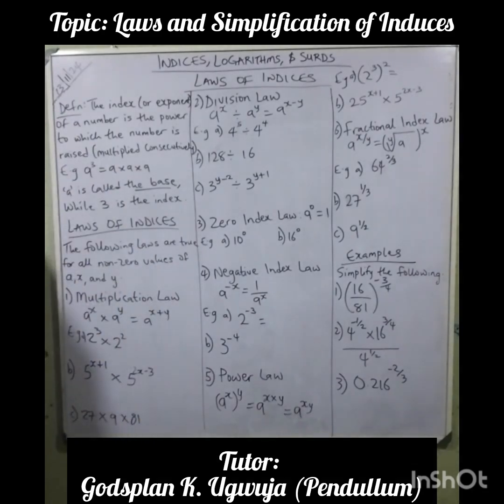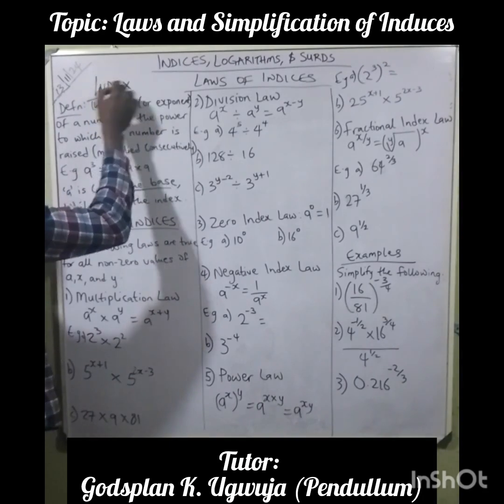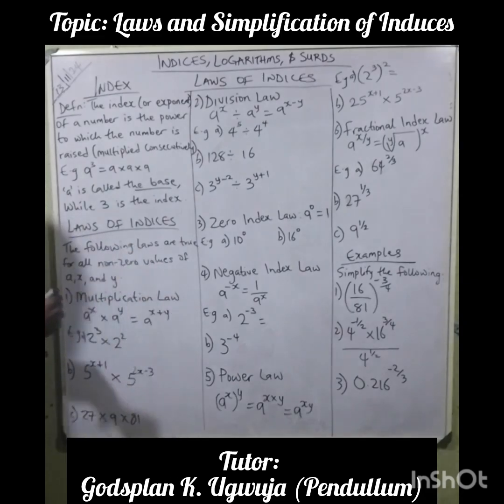Now we'll start with the definition. Remember, we're looking at indices. So let's look at what is an index. Index is the singular form and indices is the plural. So an index, which we can also call an exponent of a number, is the power to which that number is raised. For instance, here we have a raised to power 3. So this 3 is the index of this number. That's the power to which this number is raised.